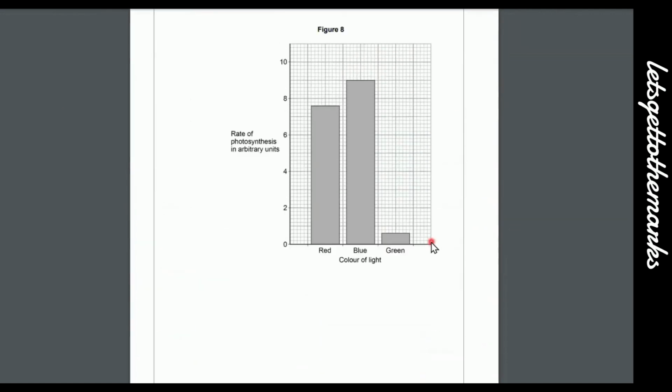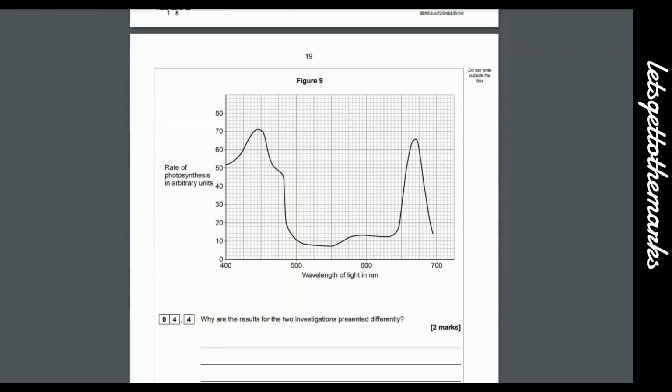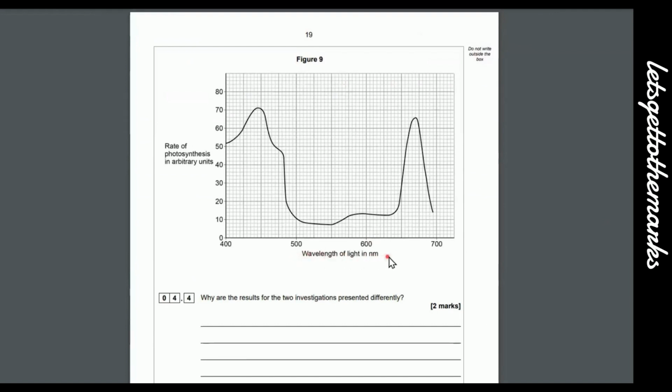So it's because the independent variable is different. We've still got the same rate of photosynthesis, but a different independent variable. Here they've got the independent variable as red, blue, and green light, which is a discrete or a discontinuous variable. And down here, they've used the wavelength of light instead of the color of the light. The wavelength is on a continuous spectrum. We call that a continuous variable. So that is the reason why they presented it differently.